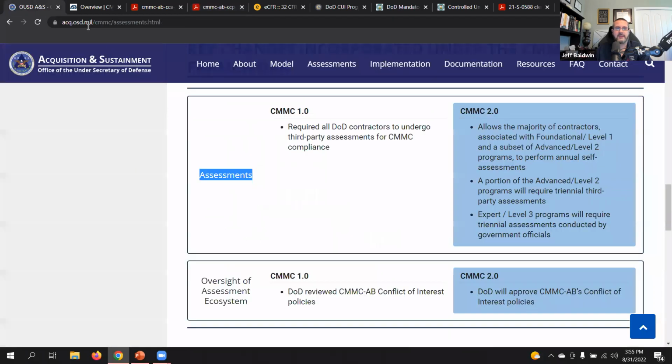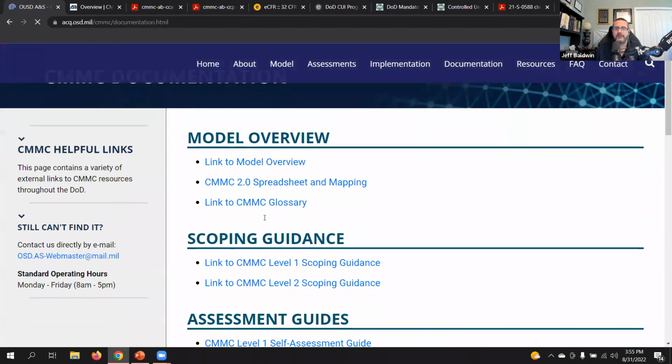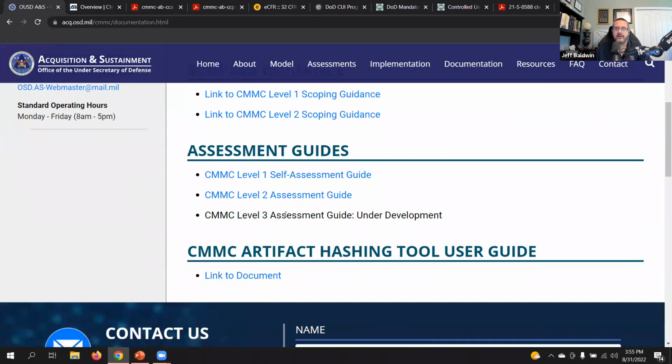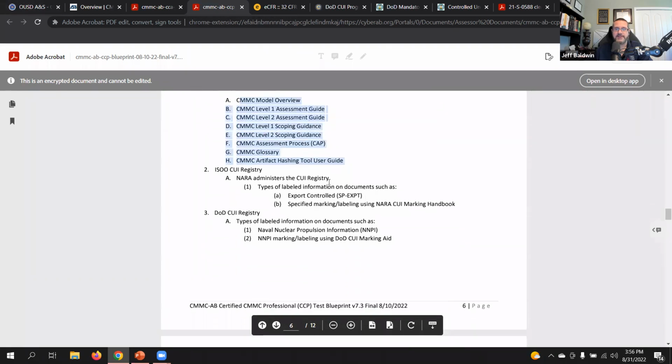All of them are available on this ANS website. So you go to the documentation, that'll give you all the links, except for the level 3 assessment guide, which is under development. And then there's the hashing tool. So all those documents are available right there. The CUI registry, and then the DoD registry.